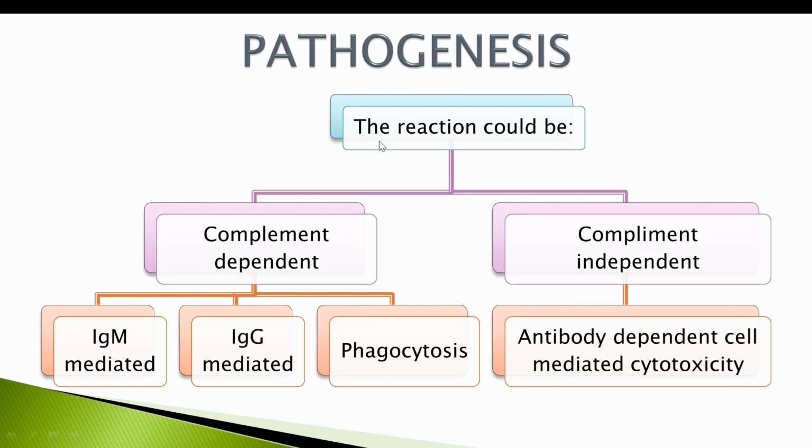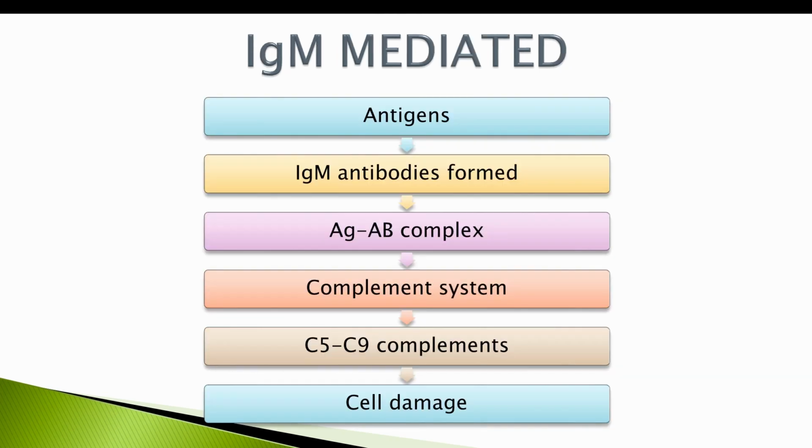So coming on to the pathogenesis, the type 2 hypersensitivity reaction could be either dependent on the complement or it could be independent of the complement. The complement dependent type 2 hypersensitivity reaction is either IgM mediated or IgG mediated. Moreover, phagocytosis also employs complement systems. The complement independent type 2 hypersensitivity reaction is also known as antibody dependent cell mediated cytotoxicity. So let's discuss the pathogenesis in detail.